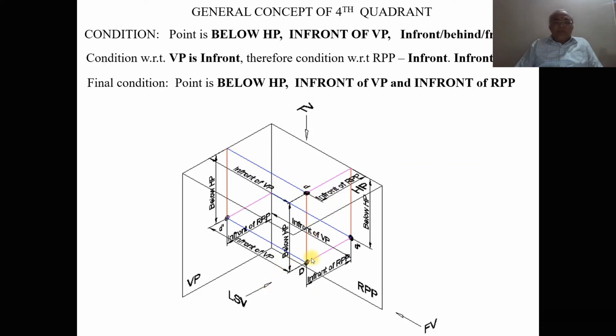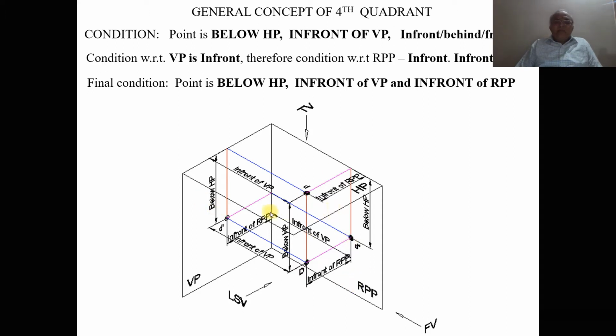Now we need to see the image on the profile plane. To see the image in the profile plane, I can look either from the left side view or from the right side view, because the planes are transparent, point number one. And number two, both LSV and RSV are perpendicular to the right profile plane. That is why you are able to see both views. But which view is correct, we need to understand now.